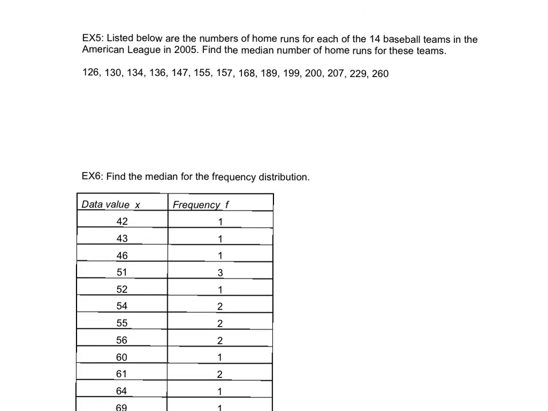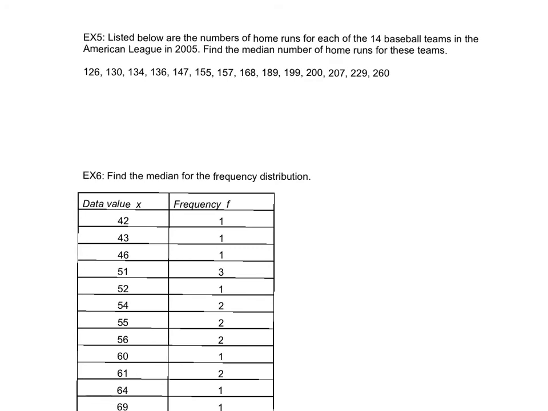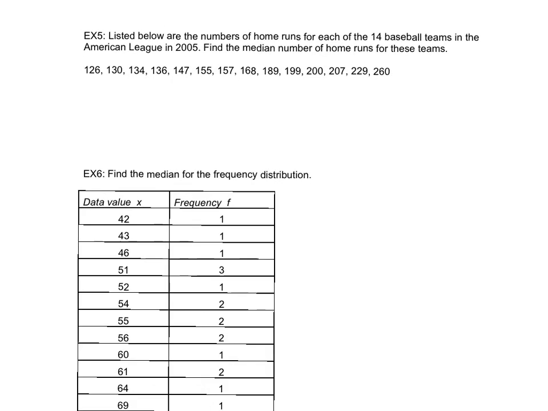Try another example. In example 5, listed below are the numbers of home runs for each of the 14 baseball teams in the American League in 2005. So we want to find the median number of home runs for these teams. Now I'm going to scan it, and it looks like they're all from small to large. So my median would be the middle. I could use the position to figure out what the middles are. It says 14, so I don't even have to count these.